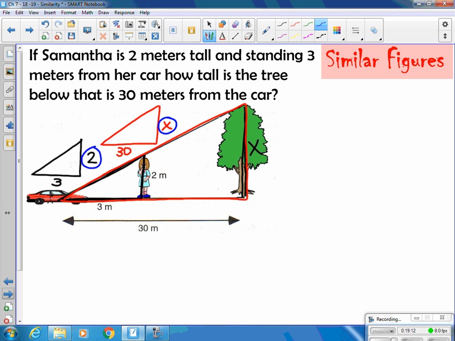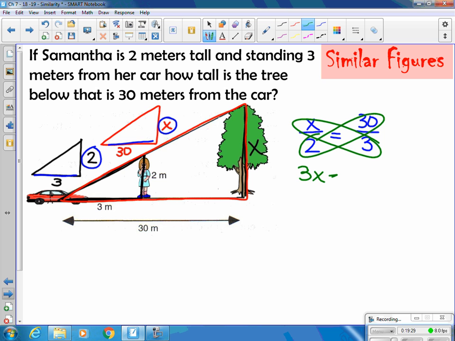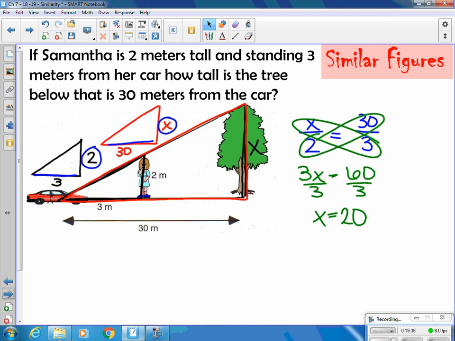X goes with 2, the way 30 goes with 3. 3x equals 60. Divide by 3. X equals 20. Again, separating the same shape. We have to compare similar shapes here. So I looked at this and I said, oh, okay, I have 2 triangles in here. So I then redrew them, filled in my unknown information, and solved for x.